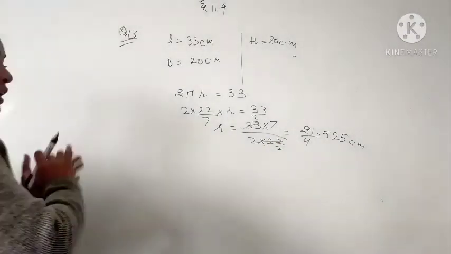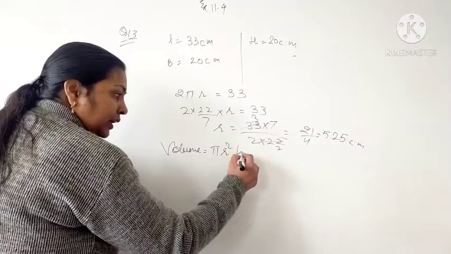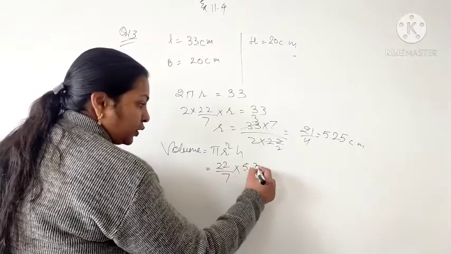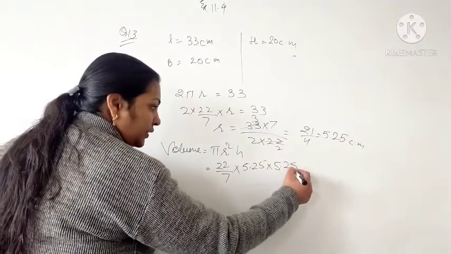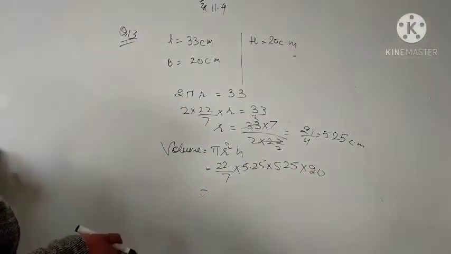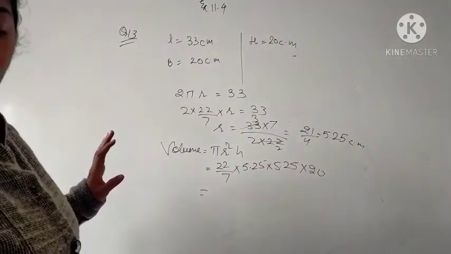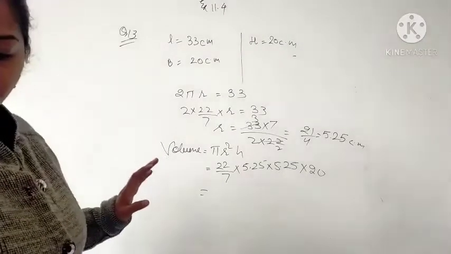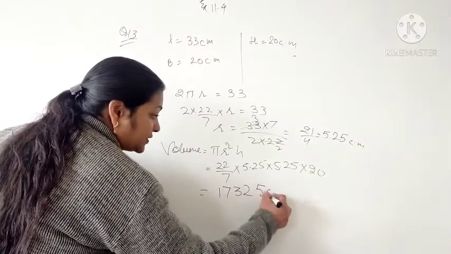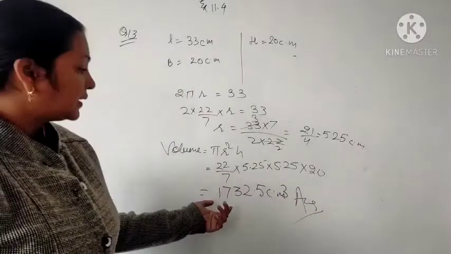Now what we have to do? We have to find the volume. Volume will be equal to pi r square h. Substitute the value. 22 by 7 into 5.25 into 5.25 into 20. Now you can say that nothing is cancelled. We just have to do multiplication. So after solving it, what we will obtain? When you solve it out, you will get that the volume is equal to 1732.5 centimeter cube.